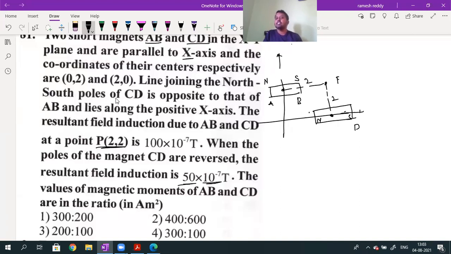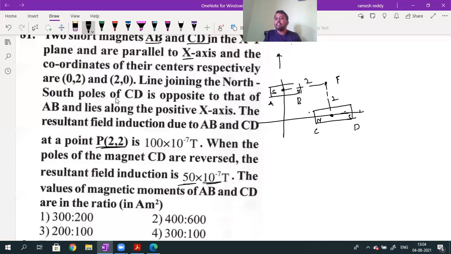So the line joining the north pole and south pole of CD, which is along the positive x-axis, is opposite to the line joining the north and south poles of AB. Understood, students? If I draw the line joining them, it is opposite here, so this end is the north pole and this is the south pole.